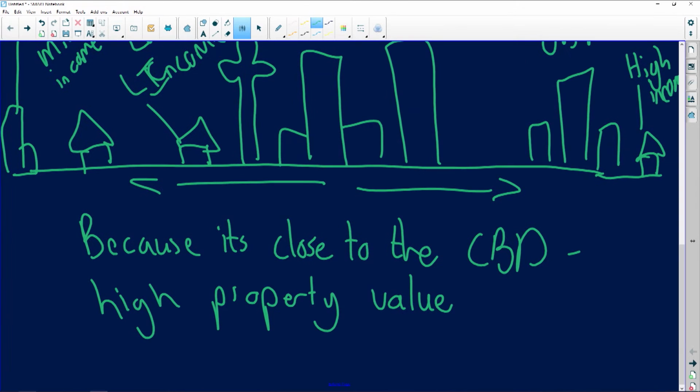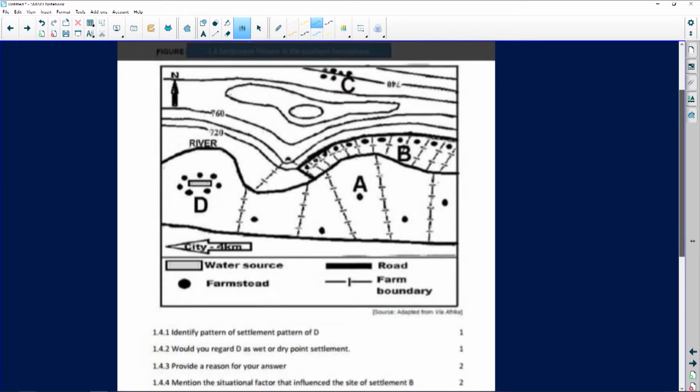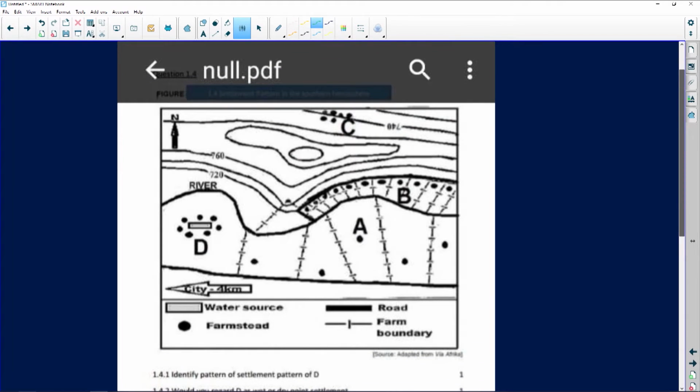So let's just quickly go and have a look at our next questions. The next questions that we received was from Sharon. Now, once again, I started with these settlement questions because they're quite important. We were supposed to start off the term with settlement. And if we quickly have a look at this diagram, immediately I can identify a rural settlement.